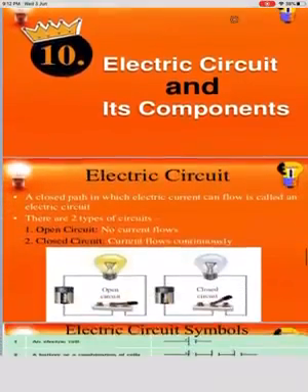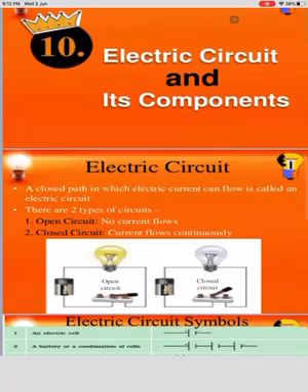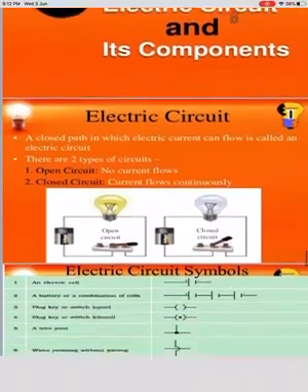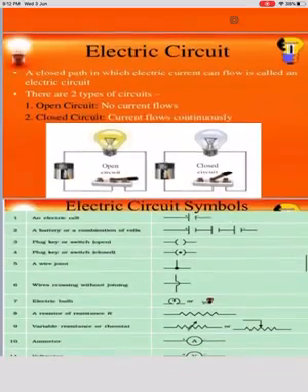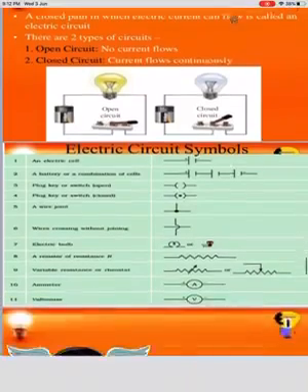After that we learn the electric circuit and its components. What is an electric circuit? As you remember, there are two kinds of circuit: one is the open circuit, another is the closed circuit. A closed path in which electric current can flow is called an electric circuit. In an open circuit there is no current flow, and in a closed circuit the current flows continuously.